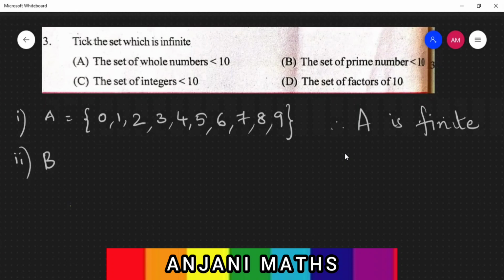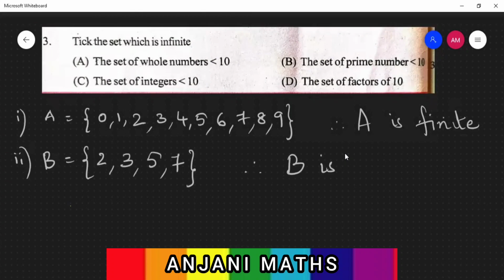Next, what about the second one? B is a set of prime numbers less than 10. What are prime numbers? 2, 3, 5, 7. 9 is not a prime number. And 11, but 11 is not less than 10. So let us stop. How many elements does this B set have? 4 elements. Therefore, is B finite or infinite? B is a finite set.